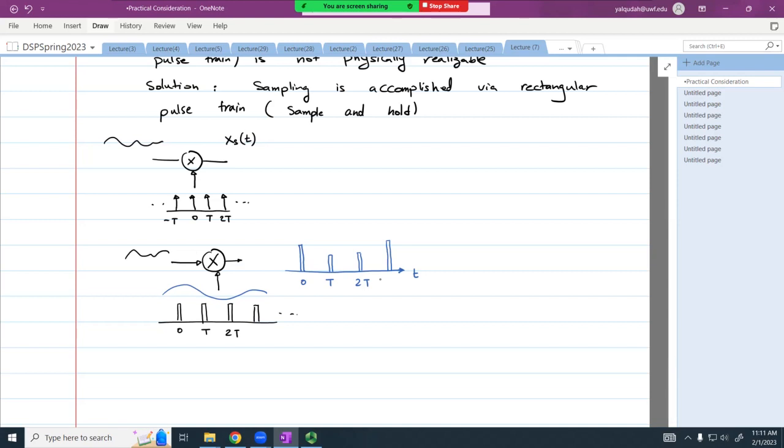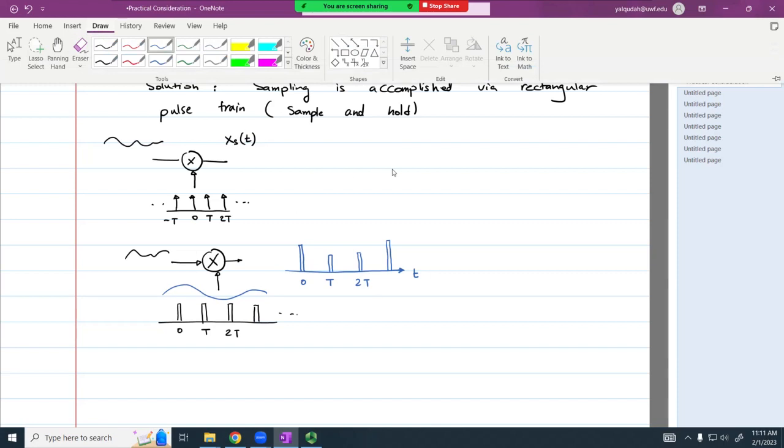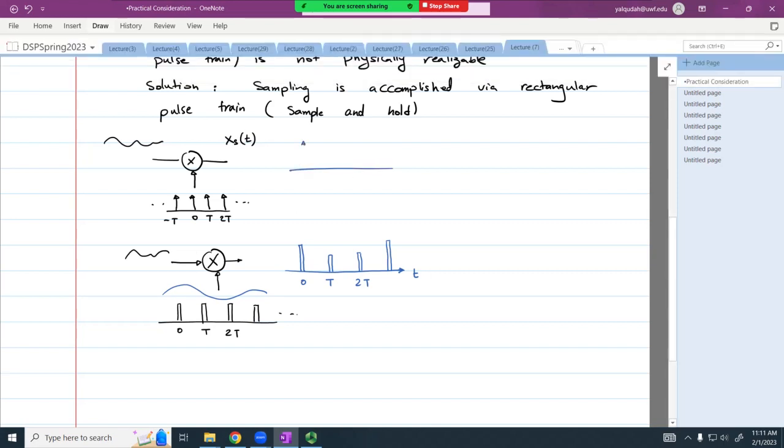So what is the impact of doing this? Again, what we're saying is, ideally, we multiply with an impulse train, we get a sampled signal. We're going to get a signal here that looks like impulses, something like this. This is time 0, t, 2t, etc. Now what we're saying is, practically, there's no impulse train signal, and therefore what I can do is multiply it with a rectangular pulse that is very narrow.